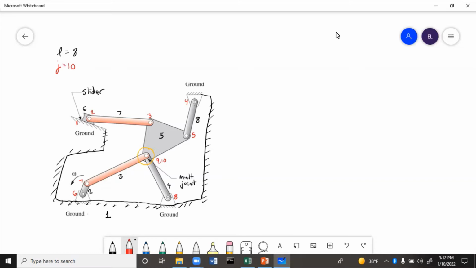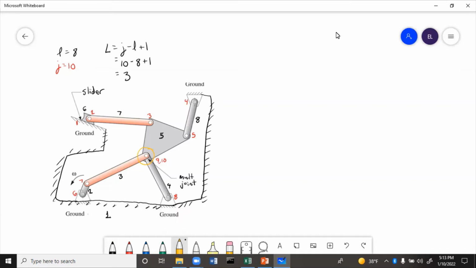So now we need to figure out how many loops would be required to solve this. So L equals J minus L plus 1. So that's going to be 10 minus 8 plus 1 equals 3. So 3 loops. And basically a loop must just start and end at the ground.